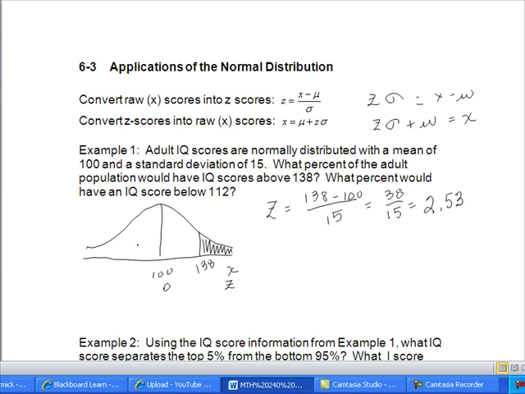Now just like in the previous section, the area that's given from the table is the area to the left of the z-score. So what we need to do is the probability that x is greater than 138 equals 1 minus 0.9943, which is 0.0057.